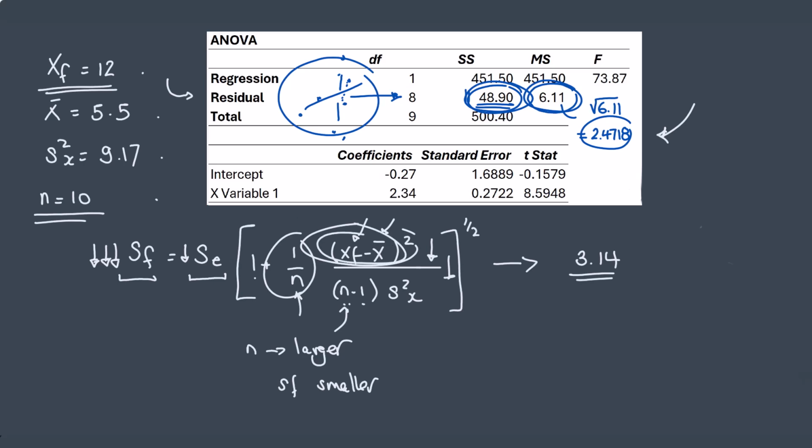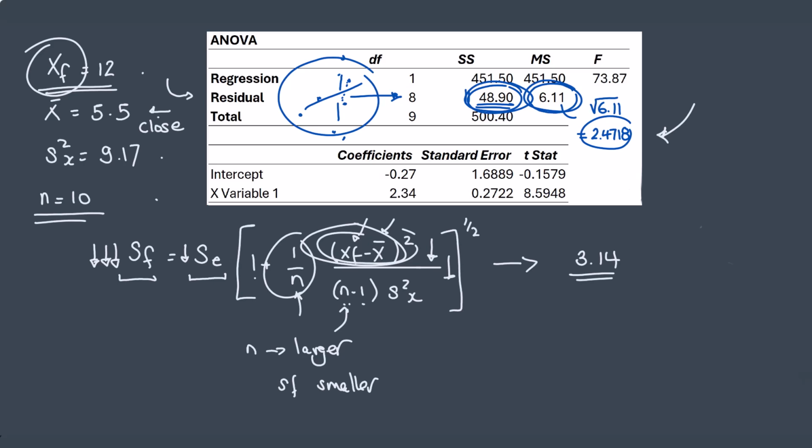How do I get this term to be small? Well, I want a value of X that is close to the mean. The closer my prediction value, the independent variable I'm using to predict, is to its mean, the smaller the standard error of the forecast. That makes sense because you're in the middle of the data. As you move out to the extremes of the data, you're doing more extrapolation. The model is more confident towards the middle.